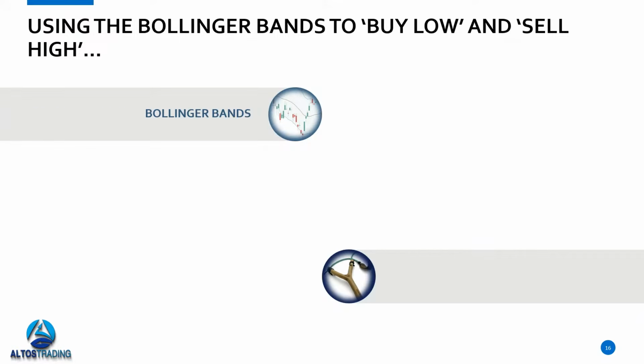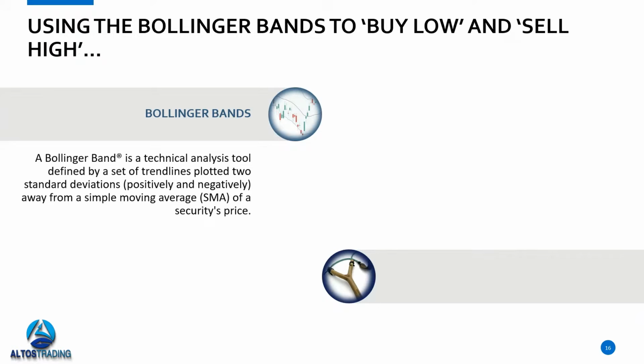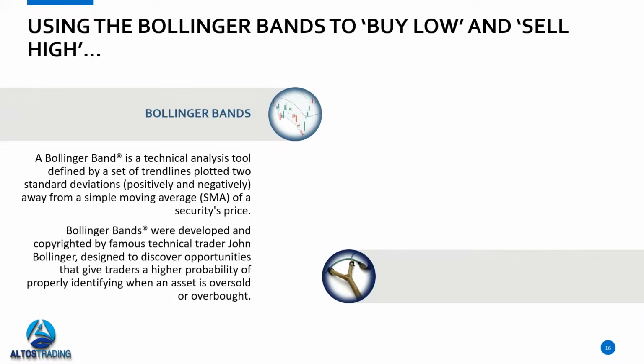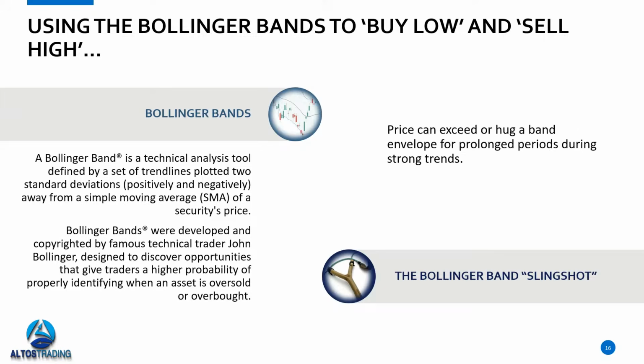So how do we use these to buy low and sell high? Well, again, there's a lot of ways to use these. They've been around for decades, developed, as the name implies, by John Bollinger. I think like back in the 50s or 60s. Okay, so they've been around a long time, used in a lot of different ways. But again, I'm going to show you a unique way to use these called the slingshot. And so this is where price can exceed or hug a band envelope for prolonged periods during strong trends.